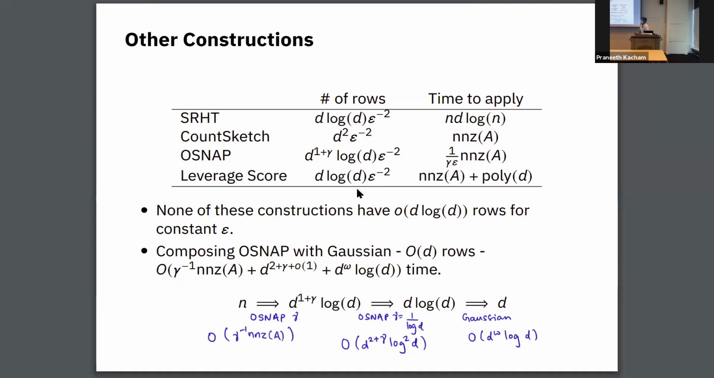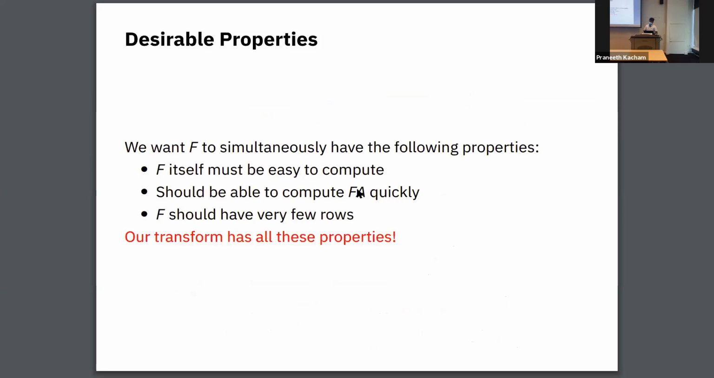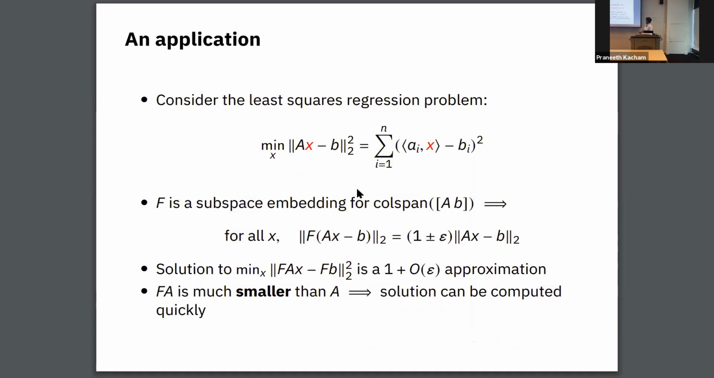Can you repeat why the number of rows is important? Yeah. So the motivation I started with was, you want to solve linear regression and you apply this embedding F to both the matrix A and the vector B. If F itself has a large number of rows, then the new problem you are solving is not small. The new problem you are solving is F times A and F times B. To solve this fast, you want FA to be small. That's why we want as few rows as possible.